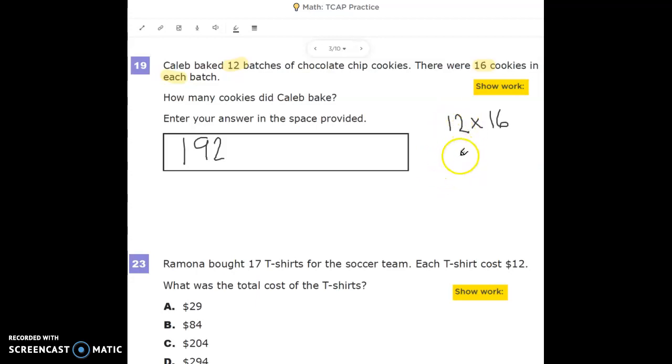I could take one of these numbers and break it up and say, well, 12 is the same thing as 1 ten and 2 ones, and then multiply each of those by 16, just like that question above. Then add those partial products. Or if you know the long way, the algorithm, you could do it that way as well. But again, if you have the calculator available to you, try to use it or use it to check your answers.